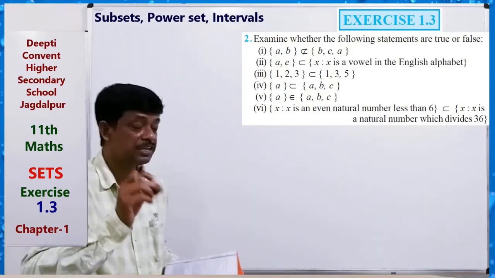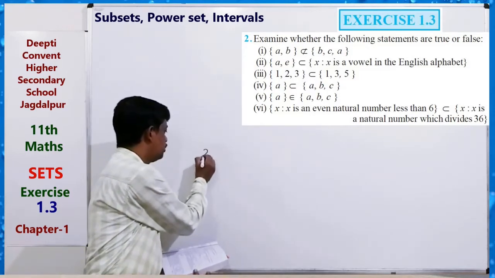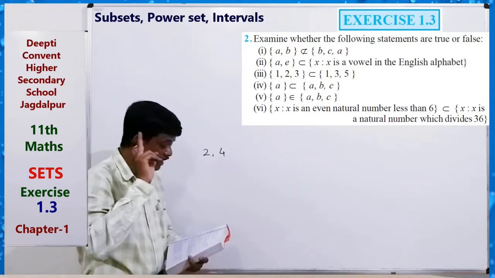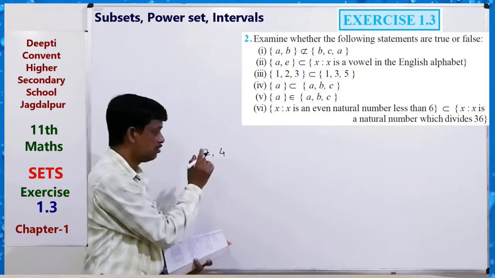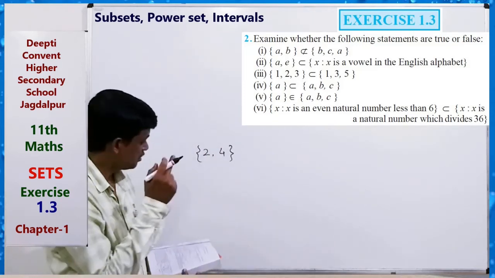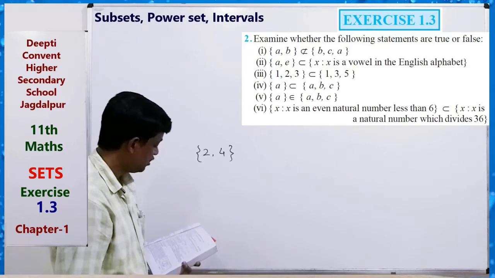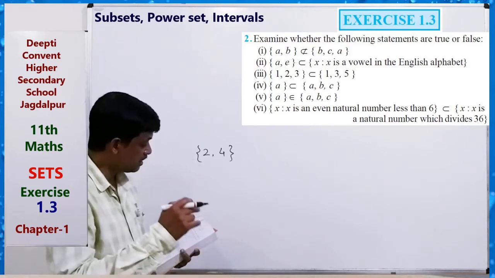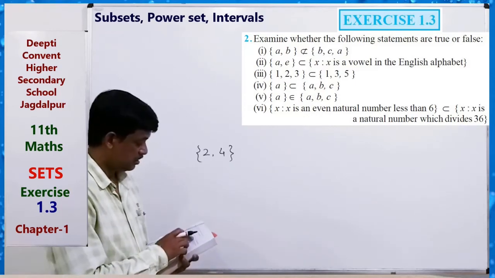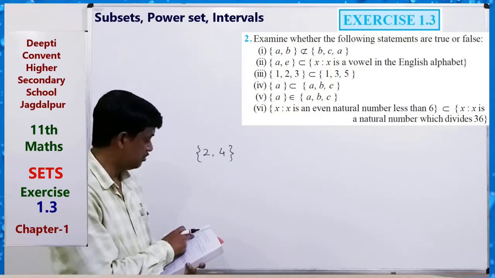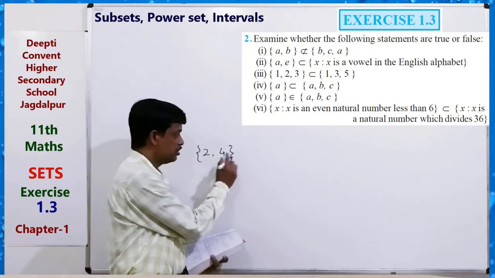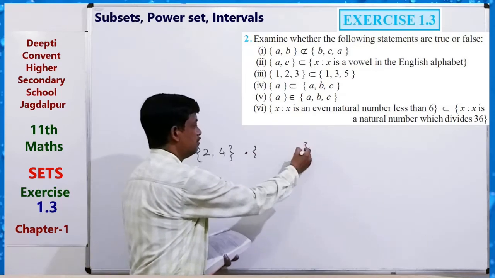Now, 6th: X is an even natural number less than 6. Even natural numbers less than 6 are 2, 4: natural numbers, positive, less than 6. This is a set. And on the right side, X is a natural number which divides 36. 2 also divides 36, 4 also divides 36. So whatever be the set here, it divides 36.